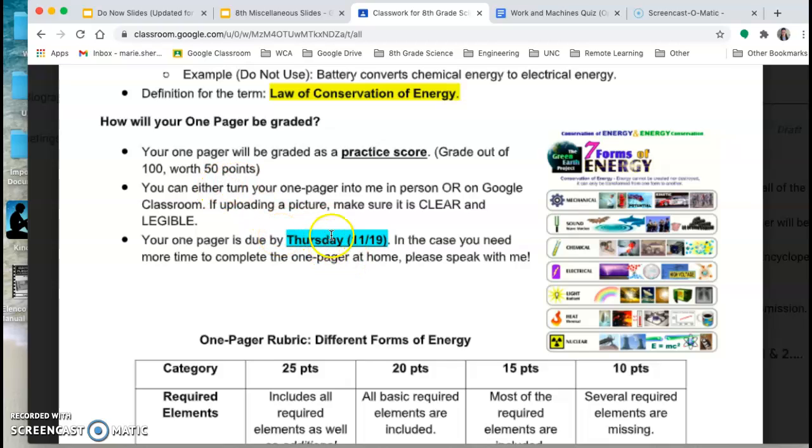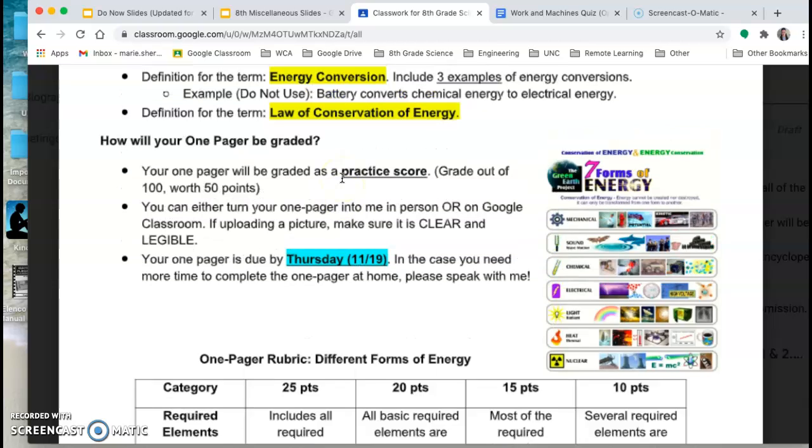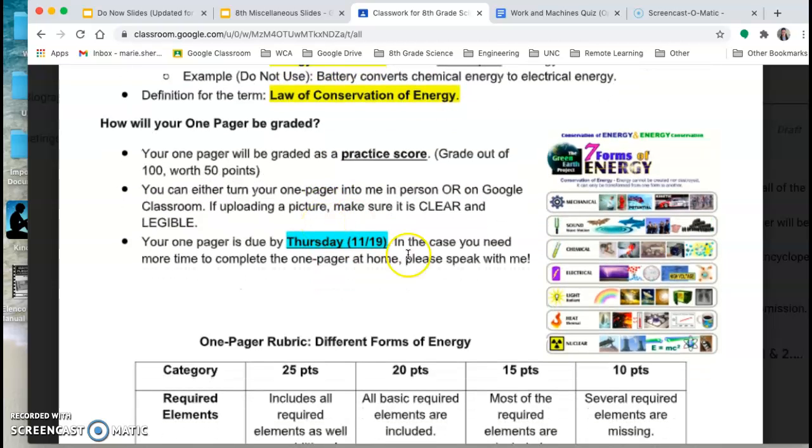Lastly, this assignment will be due on Thursday, November 19th, so that will be a week from today. That is also the day that most of my remote learners return in person. So for my remote learners, if you would like to wait to turn your one-pager until then, that works. If you are doing a digital one-pager, and this applies to both my in-person and remote learners, you can just upload it to Google Classroom. If you're doing a paper one-pager and you want to upload it to Classroom, that's fine as well. You just need to make sure that the image is clear.